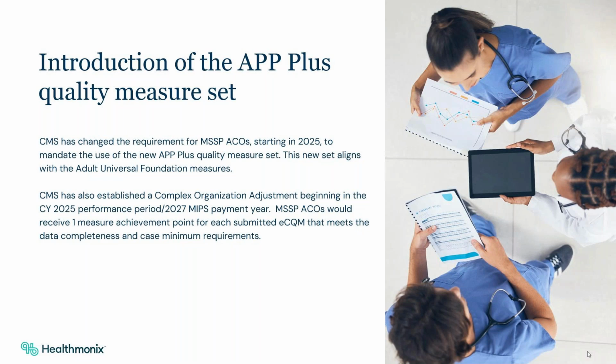They also are introducing a complex organization adjustment. Basically, what that's going to allow you to do is, if you do report ECQMs, which at this point is probably the more difficult of all of the options there, and you meet the data completeness and case minimum, you're going to get an extra achievement point for each of the ECQMs. So in 2025, that could be 4 additional achievement points for the 4 ECQMs that you can report.